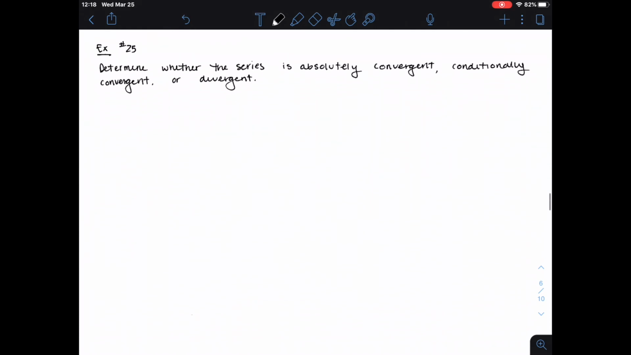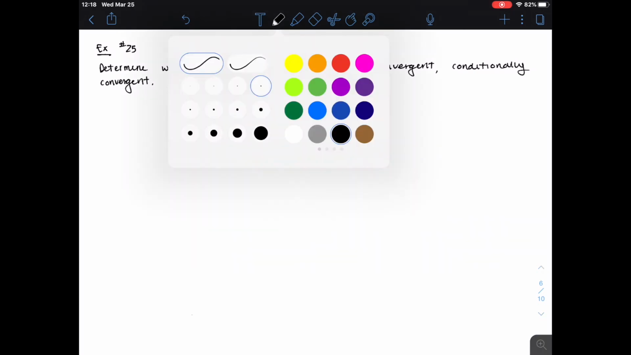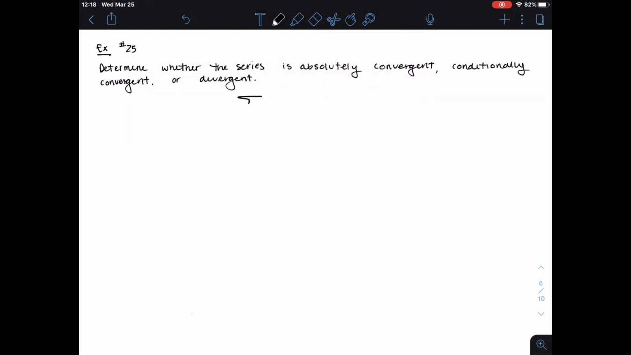So we want to determine whether the series is absolutely convergent, conditionally convergent, or divergent. And the series we're given is the sum from n equals 1 to infinity of n to the 100 times 100 to the n over n factorial. So at first glance, it seems like that numerator is going to be extremely large, but it's going to turn out that the denominator is growing so much faster, this thing's still going to end up being convergent.